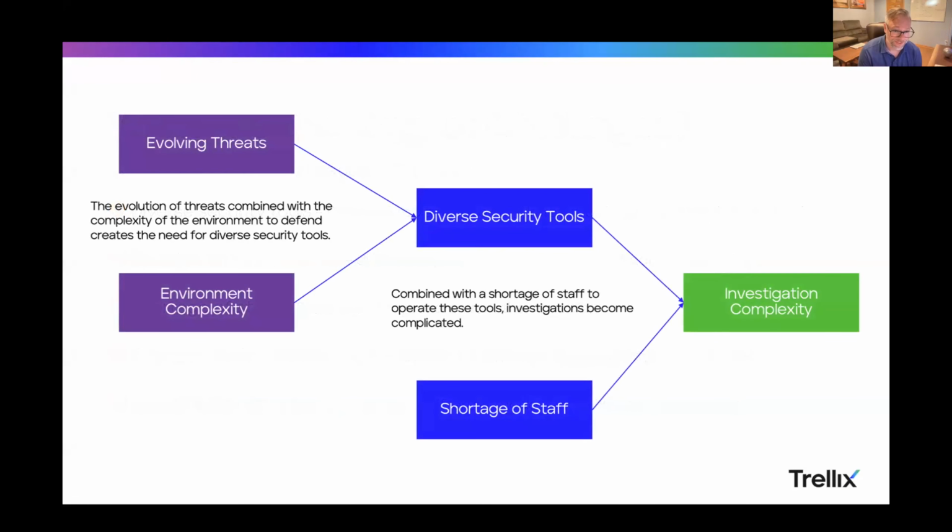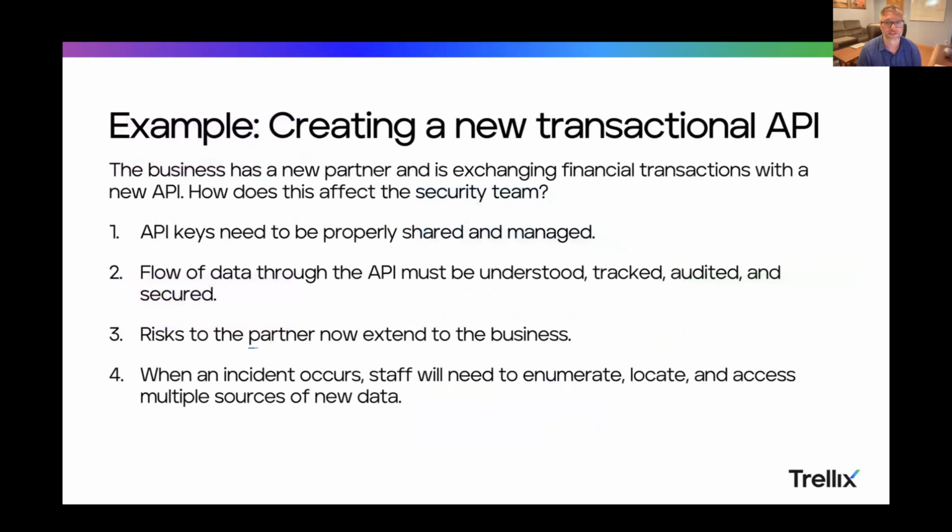So we talked about threats and how these come together with the environment complexity. And that's why you ended up with a lot of different tools, because you had a lot of different jobs to do. So that's just the organic nature of it, right? Because you had this evolution of threats and the environment complexity, you needed a lot of different tools. Okay, and then you add in the fact that you have a shortage of staff, and suddenly everything becomes very complicated because you have a lot of different jobs to do and not enough people to do them. And that's how we got here.